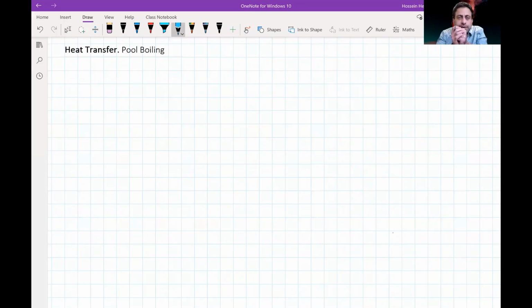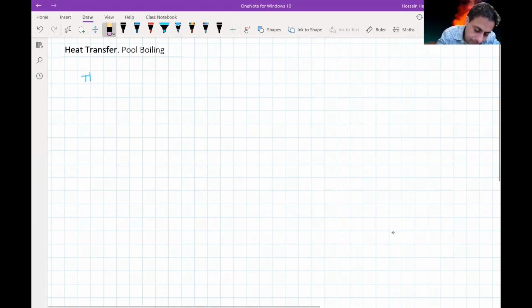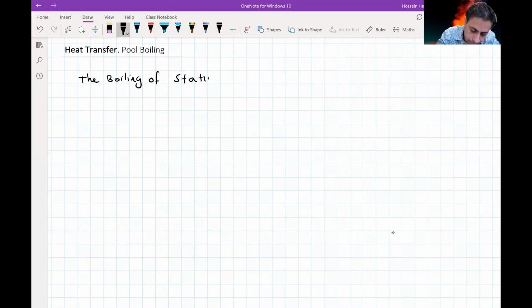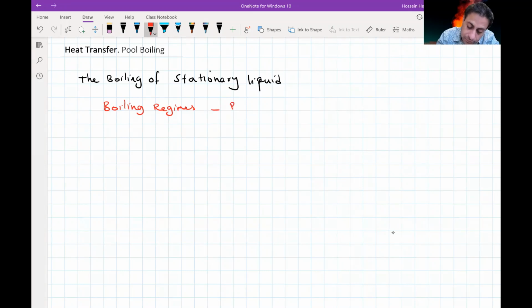Let's look at the physical mechanisms involved in pool boiling, which is the boiling of a stationary fluid, a stationary liquid. We have different boiling regimes that I would like to talk about. And there is another thing that we call the boiling curve.